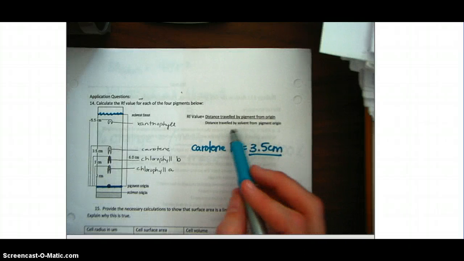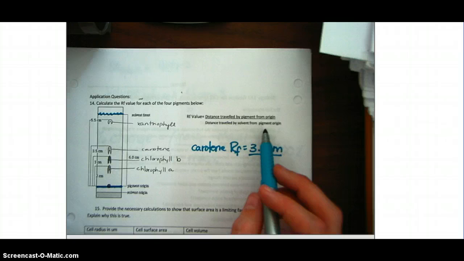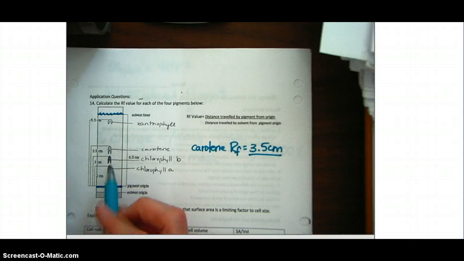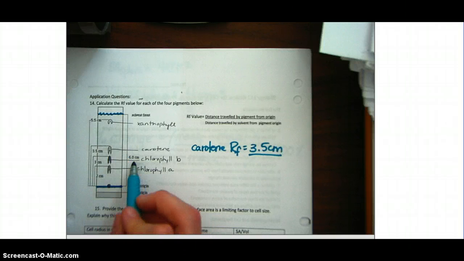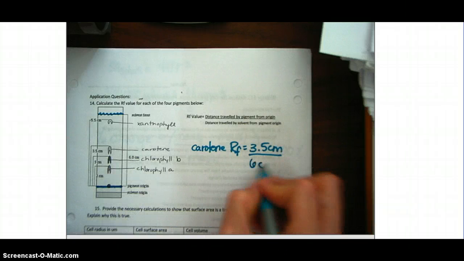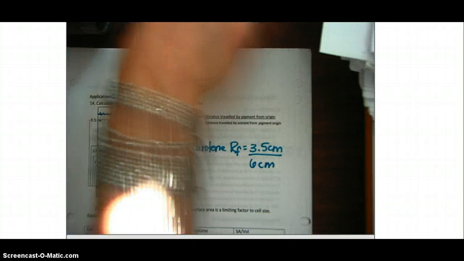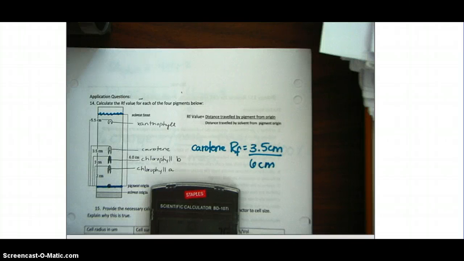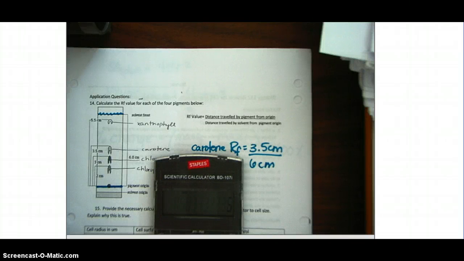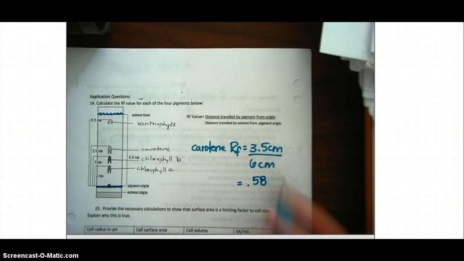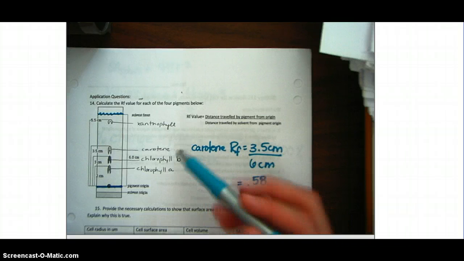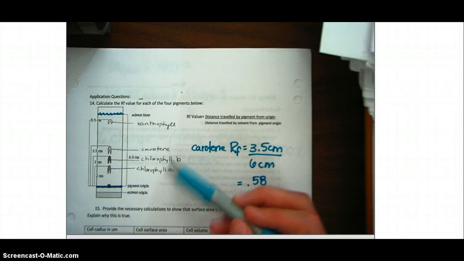And the distance traveled by the solvent from the pigment origin, okay, here's the pigment origin. The solvent traveled all the way up here. This is the same for each of the pigments, okay? It traveled 6 centimeters. Okay, so 3.5 divided by 6 is 0.58. So basically what this is saying is that the carotene went 58% of the way that the solvent went. You should be able to calculate the RF value for xanthophyll, chlorophyll A, and chlorophyll B as well.